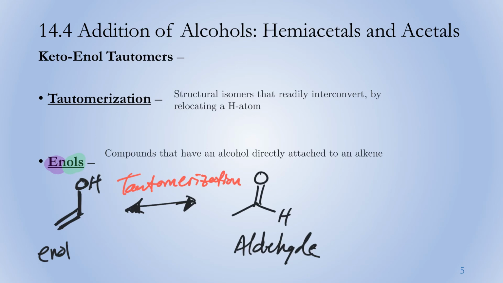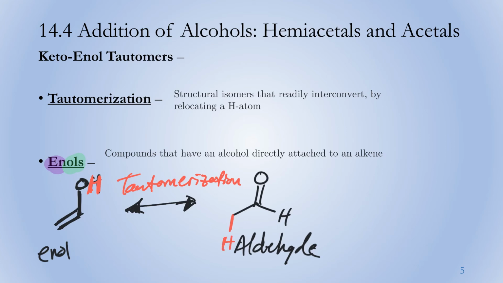So I have some formal definitions for you here. Tautomerization is a process in which structural isomers readily interconvert by relocating a hydrogen atom. So you could see between the enol and the aldehyde here, this hydrogen has gone from the oxygen to this carbon right here.